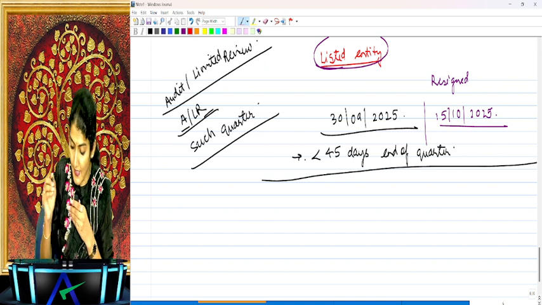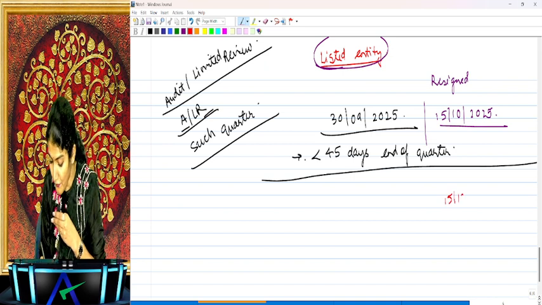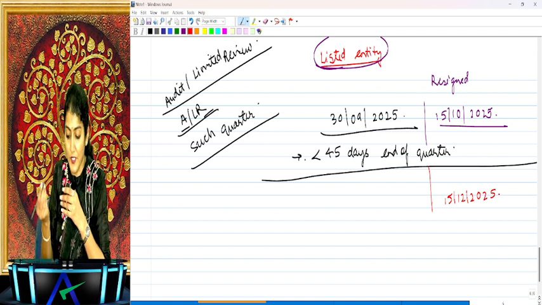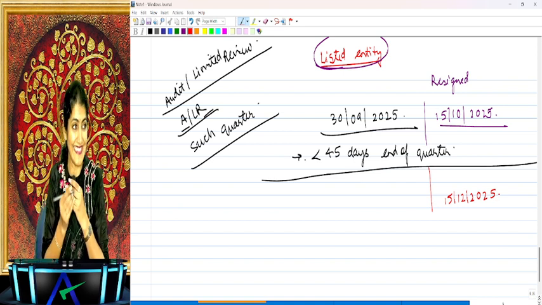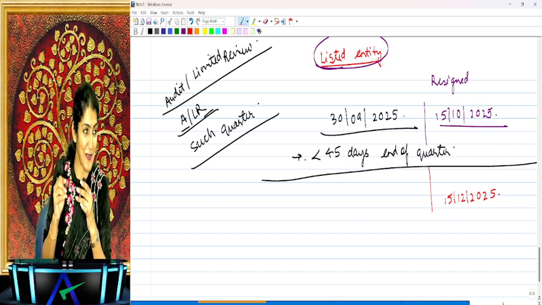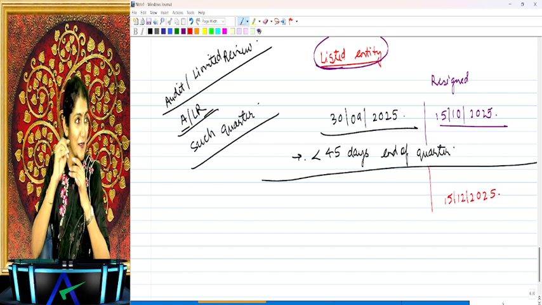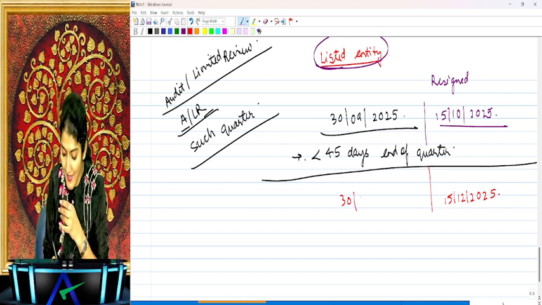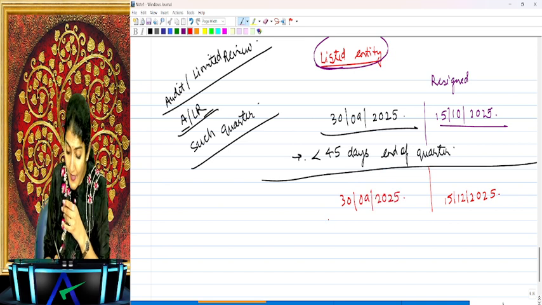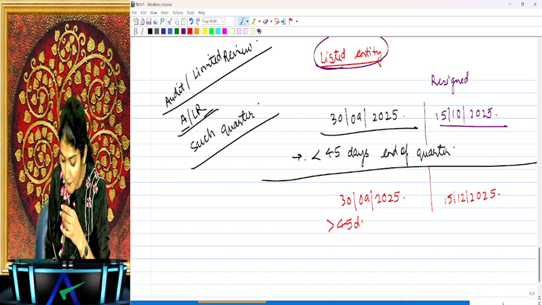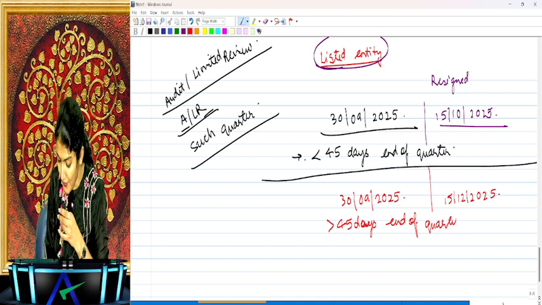Now let me take an example. The auditor resigned on 15th of December 2025. Which was the quarter which just got over before that? Again, 30th of September 2025. But now, has the auditor resigned after 45 days from the end of the quarter?